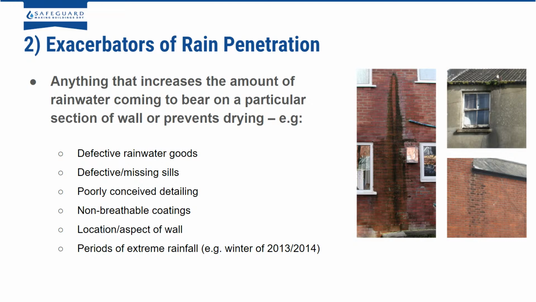The other thing to be aware of is exacerbators of rain penetration. This is anything that allows rainwater to bear on a particular section of wall, or usually prevents drying. So we're looking at defective rainwater goods such as gutters, missing seals, poorly conceived detailing, and non-breathable coatings, which are quite common. Also the location of the wall, and anywhere with high periods of extreme rainfall, such as in 2013-14, when there was a high amount of rain, which meant the wall got especially wet and drying was reduced.